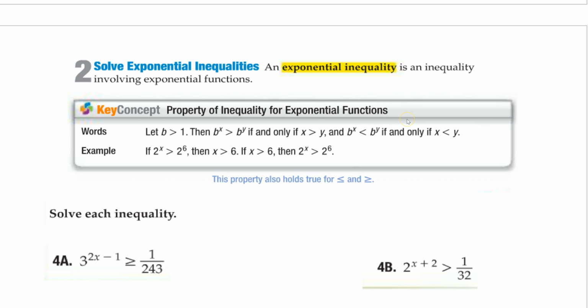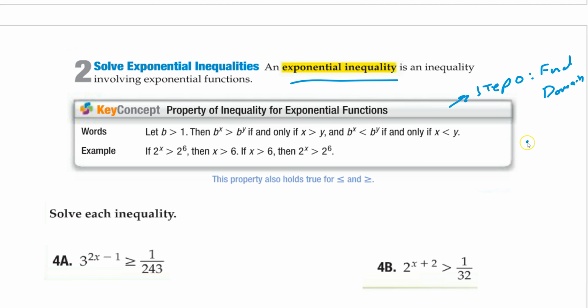Inequalities. Now, normally with inequalities, there's one extra step, and that is step 0: find the domain. So anytime we have an inequality, we want to find the domain first. The good thing here is the domain of exponential functions.